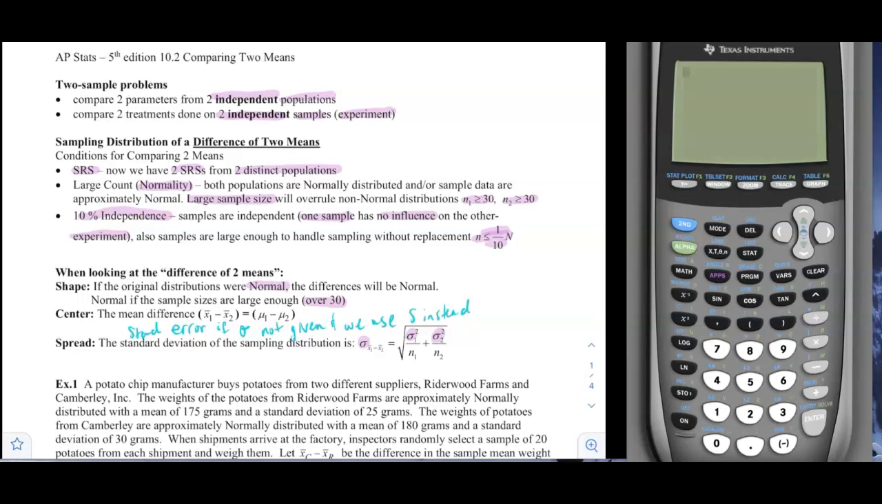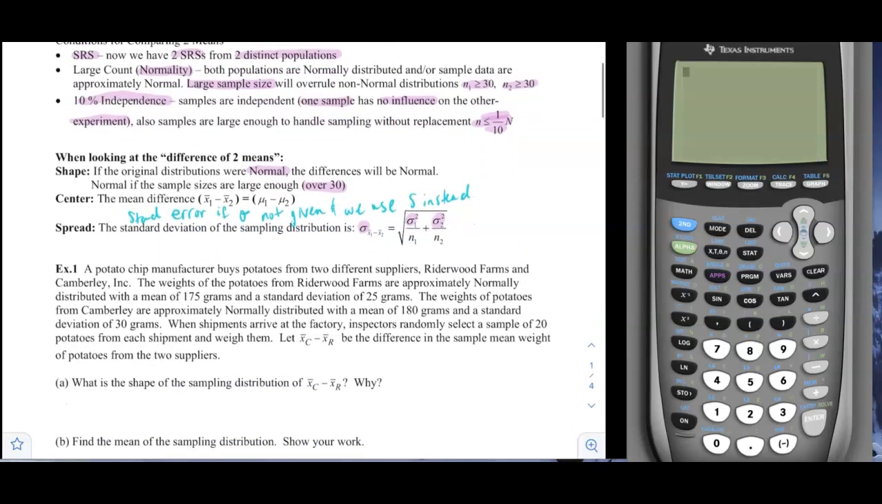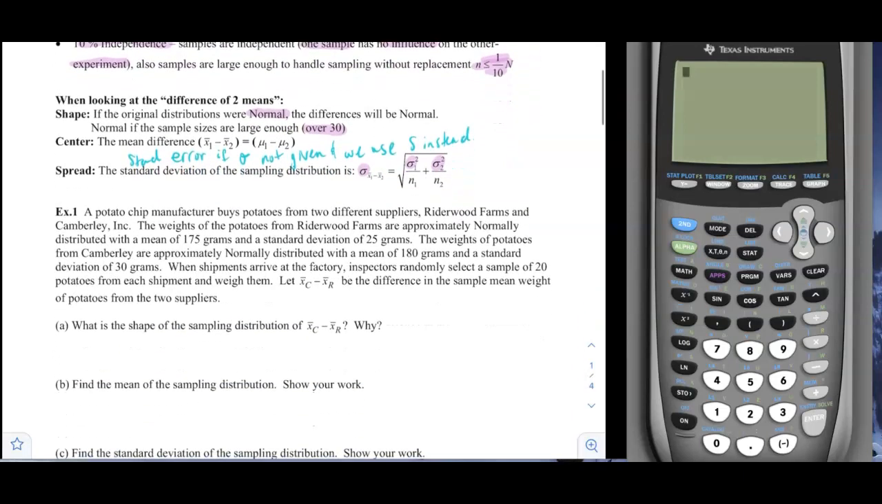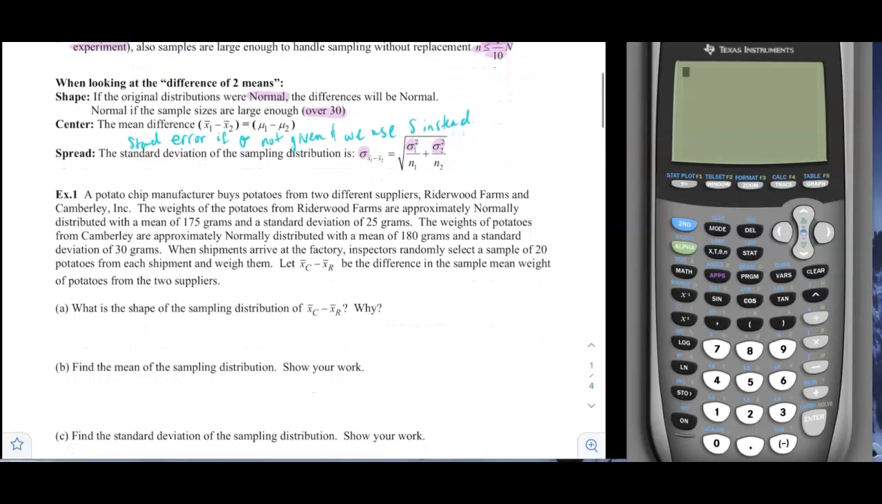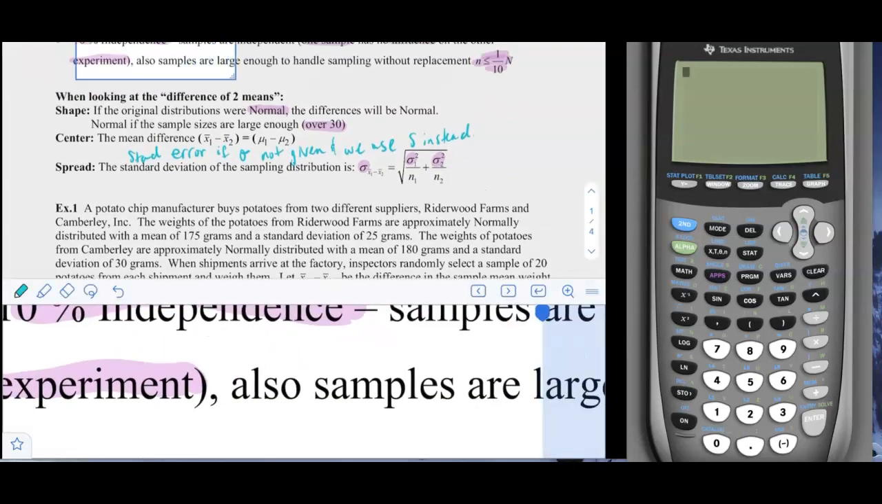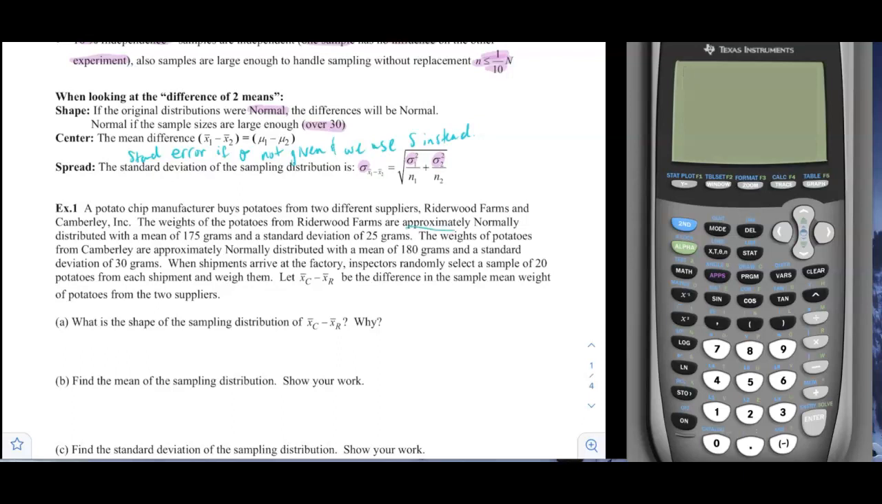Okay, so we're going to go through 3 examples just to make sure we're all good, and we'll show you some of the tricky stuff that happens with this, but I honestly think that the means problems in this section are easier to do, two means than two proportions, so I think they switch a little bit. So in our first example, we have a potato chip manufacturer that buys potatoes from 2 different suppliers. There's Riderwood Farms and Camberley. The weights of the potatoes are approximately normal, so we want to make sure we notice that.